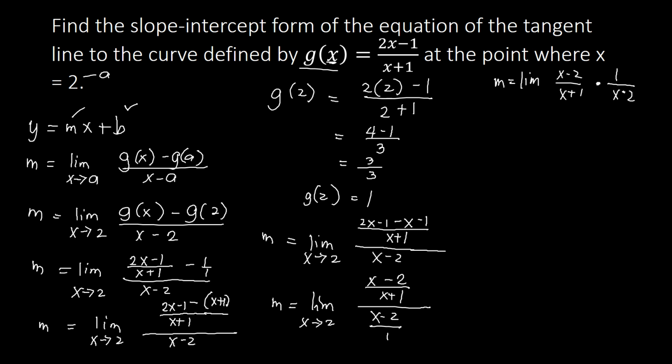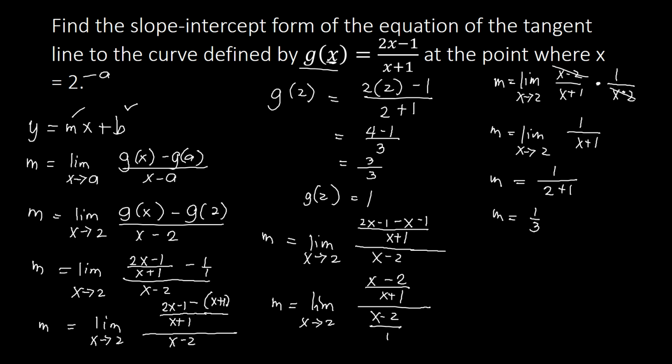And then as x approaches 2, simplifying that, the slope is equal to the limit of this one will be canceled with that one, so we have 1 over x plus 1 as x approaches 2. This time we can now substitute. So our slope is equal to 1 over x is 2 plus 1. Our slope here is equal to 1/3.